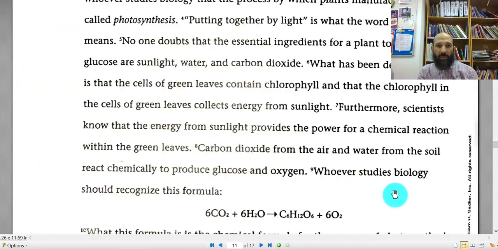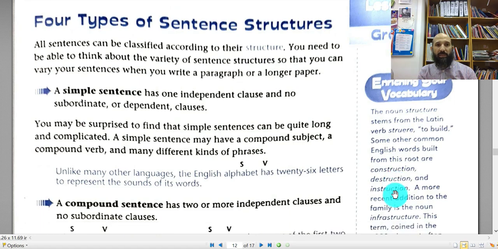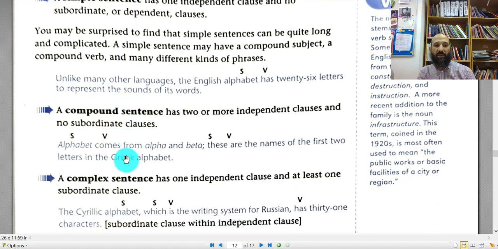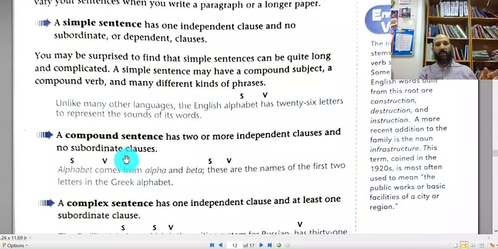We will now talk briefly about the different types of sentence structures. So we have simple sentences, compound sentences, complex sentences, and last of all, compound-complex sentences. A simple sentence is basically one independent clause, and a compound sentence is two clauses that are linked using the fanboys.